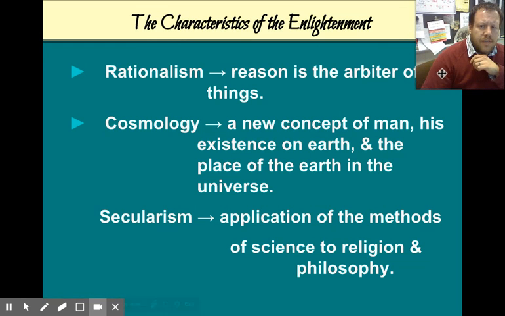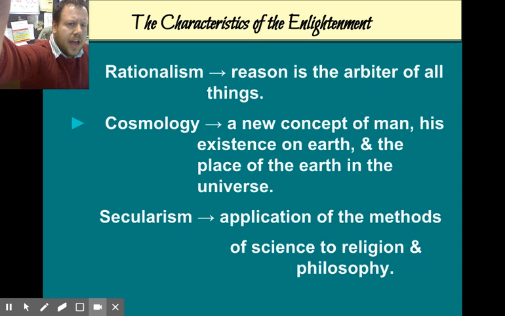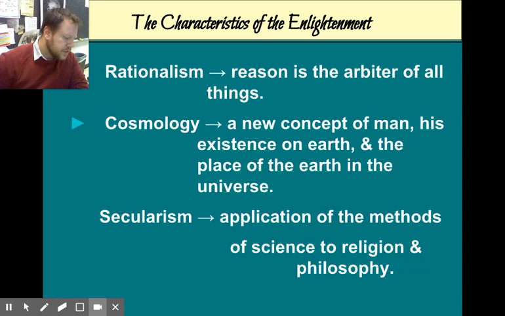One of the biggest things to look at is what the characteristics of the Enlightenment really are. Our first big one is rationalism, the idea that reason is the arbiter of all things. Reason, logical thought, is how we make decisions, not superstition, but through logical thought-out processes. What would a reasonable person do? What would a reasonable person believe?